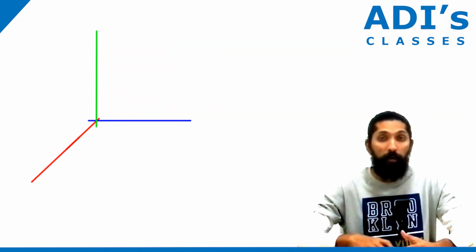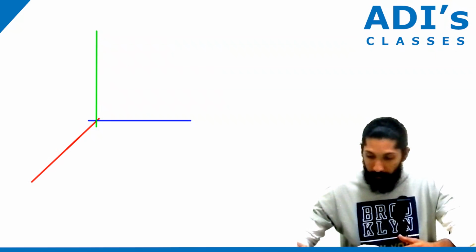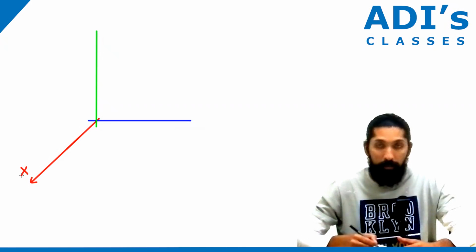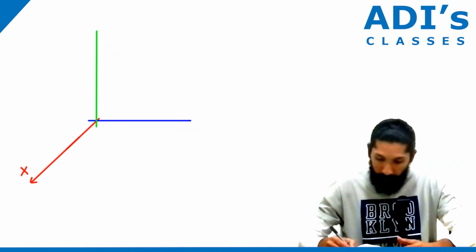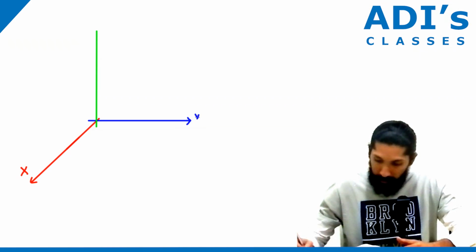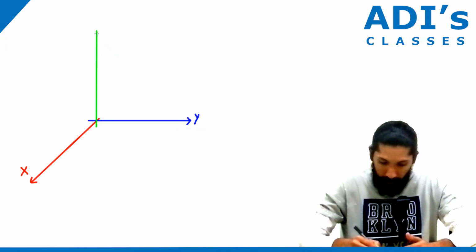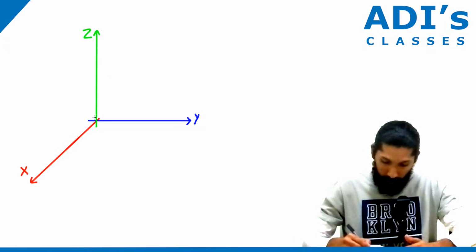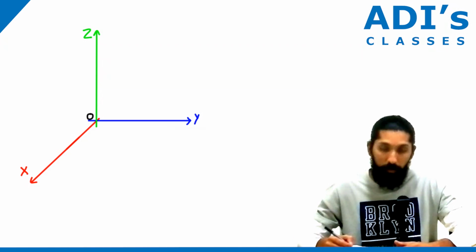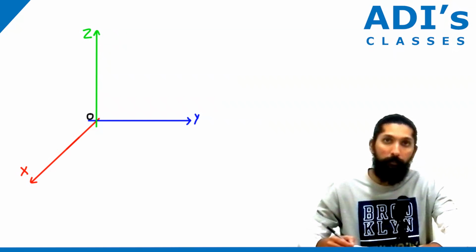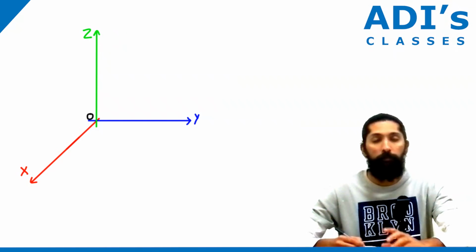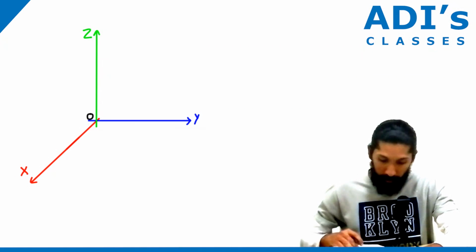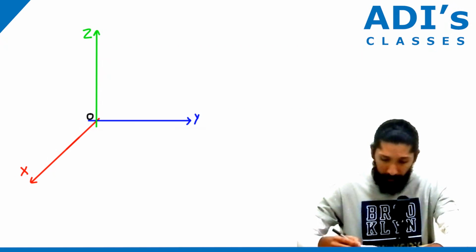We have three axes: x, y, and z. Let's assume that this is the x axis, this is the y axis, and this is the z axis. The intersection point is the origin, which is O. This is the origin. Now we have x, y, and z. Suppose you have some vector, of any direction. Let's assume that we have a vector somewhere over here.